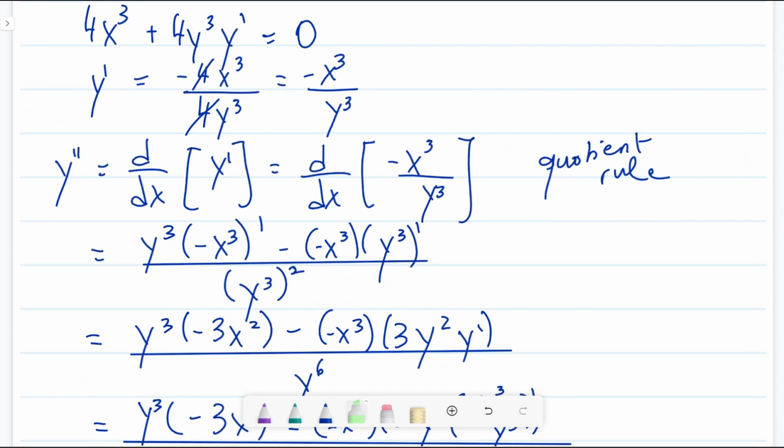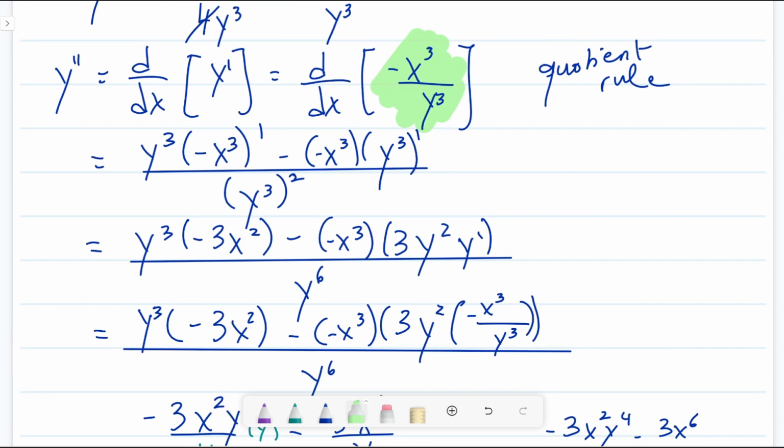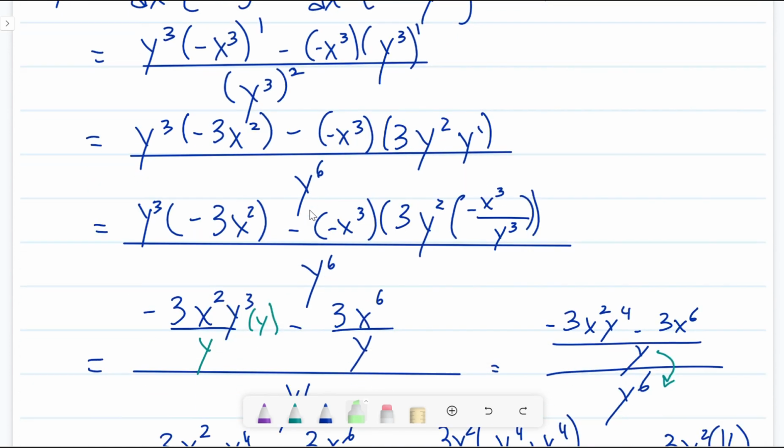Now let's find the second derivative. The second derivative is the derivative of the first derivative. So it's the rate of change of the rate of change. And now we want to find the derivative of negative x cubed divided by y cubed. We can use the quotient rule because this is a fraction. So the denominator times the derivative of the numerator minus the numerator times the derivative of the denominator, divided by the denominator squared. So let's continue.